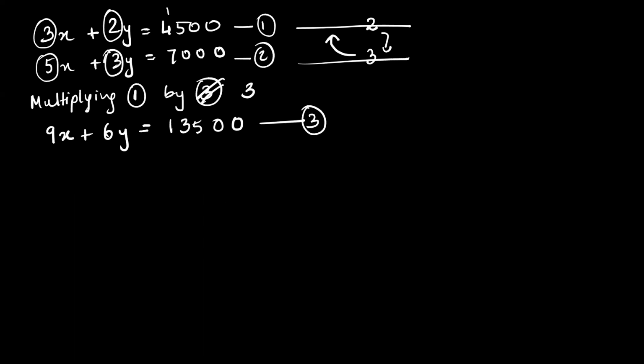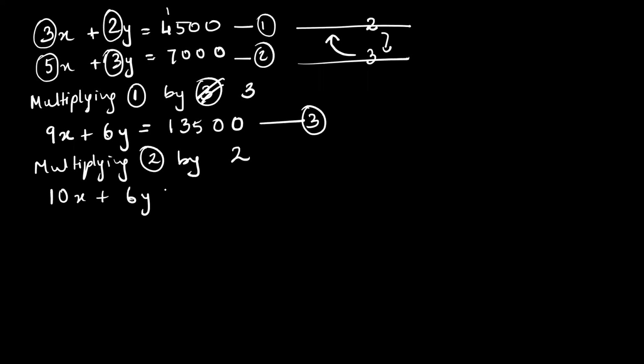And as I said, just as I did this whole thing with 3, let us do the same for the second equation with 2. So multiplying equation 2 by 2, everything will get multiplied by 2. 2 5s are 10x plus 2 3s are 6y and 2 7s are 14,000. Let's call this equation 4. And if you'll notice, because we did that, there is 6y on both sides.